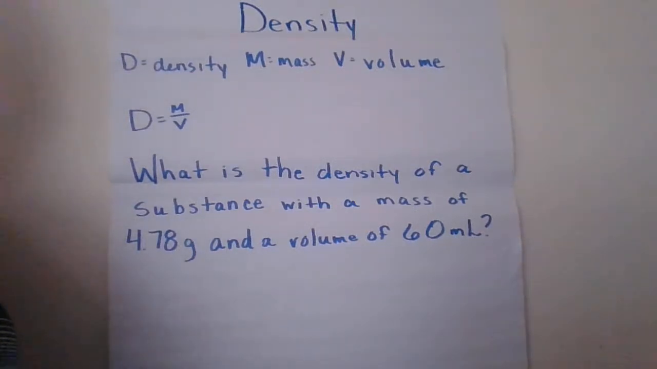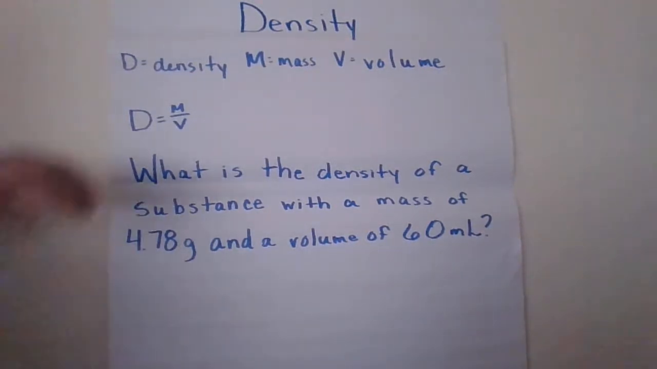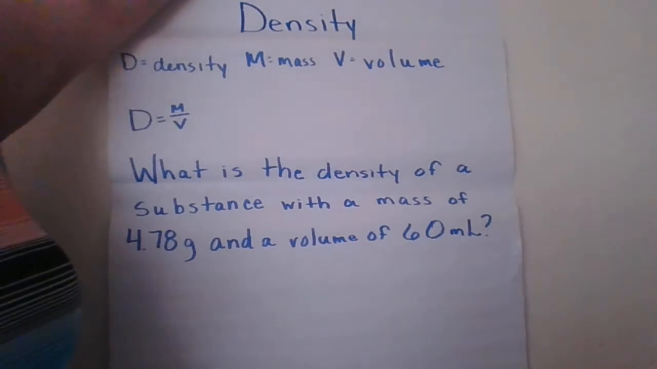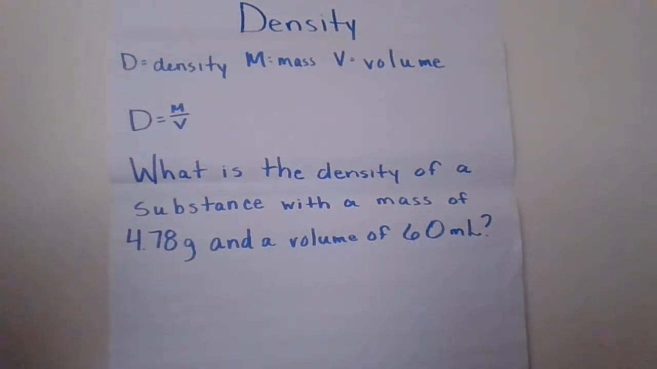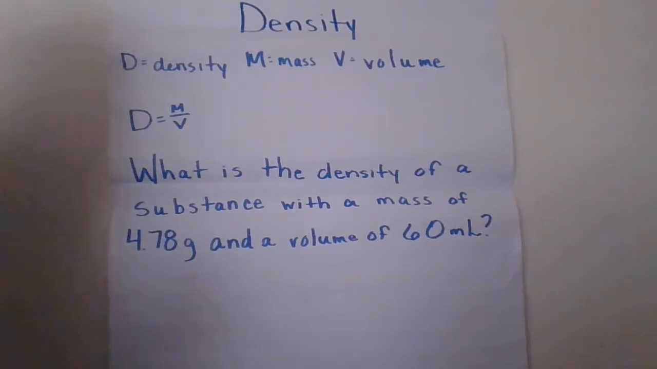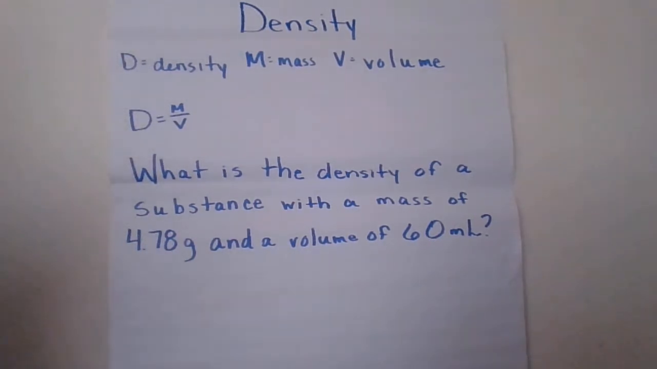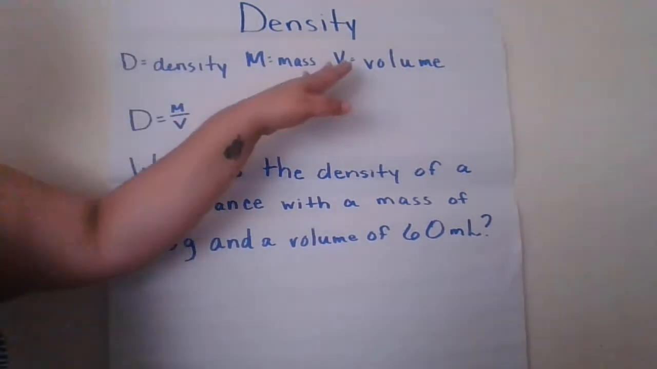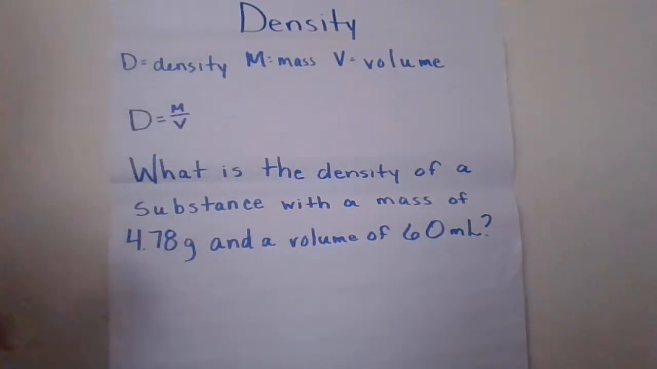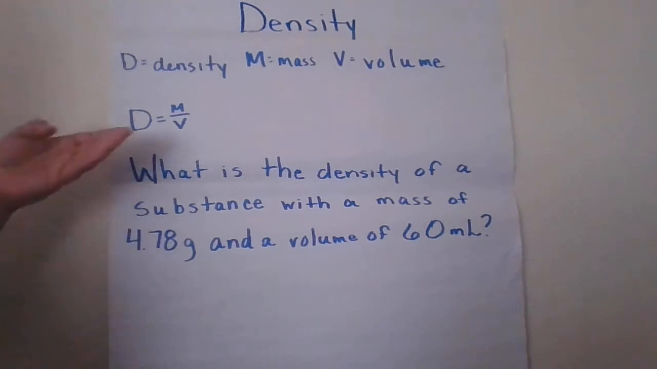All right. Today's installment is going to be discussing density. So, one of the things that we need to be aware of when dealing with density is the fact that we are going to be dealing with three different variables: D for density, M for mass, and V for volume. So, the equation or formula necessary to solve for density will be D equals M over V.